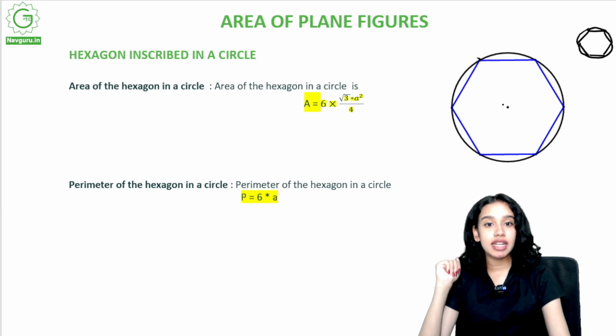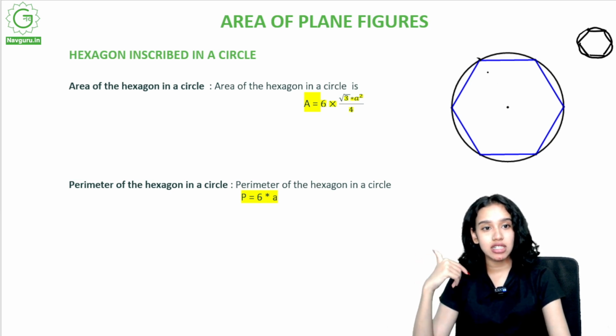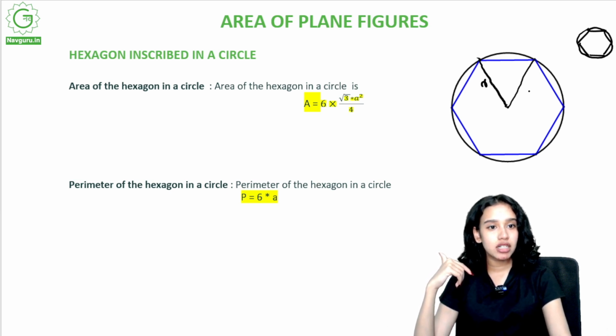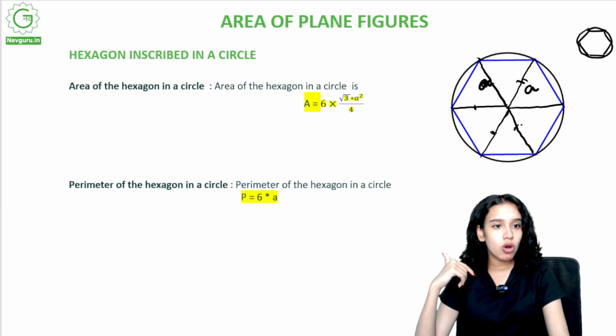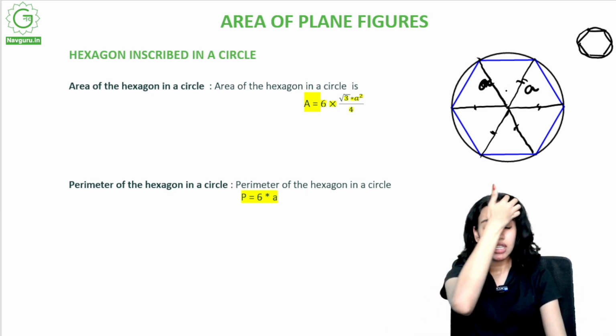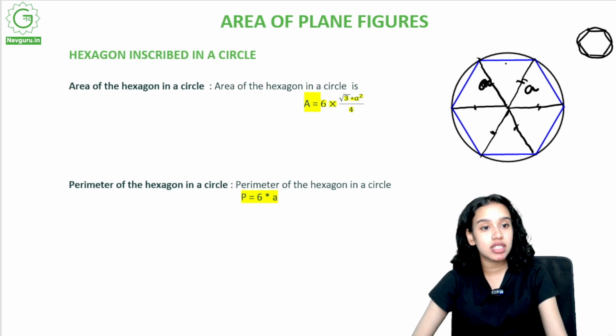Now, how do we find the area of a hexagon inside a circle? Let's say I'm joining these two vertices; this would be R, or let's call it A, and this would also be A, right? Now, let's join all these vertices to the center. This side and this side would be equal, and this side and this side would be equal. So, all these sides are equal to each other, and we could say that it is an equilateral triangle, right?